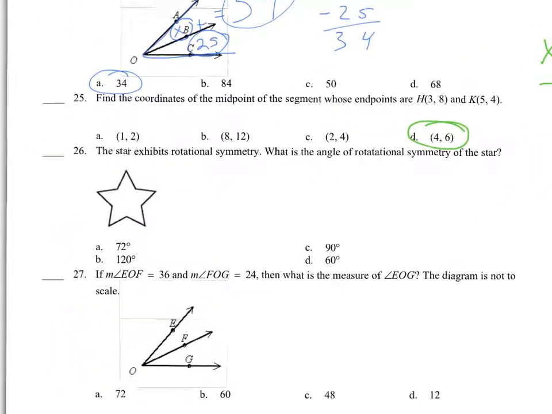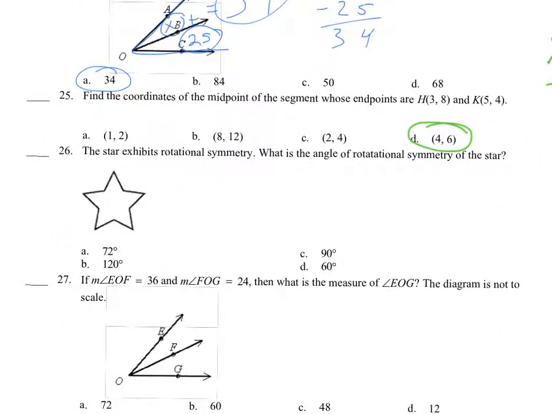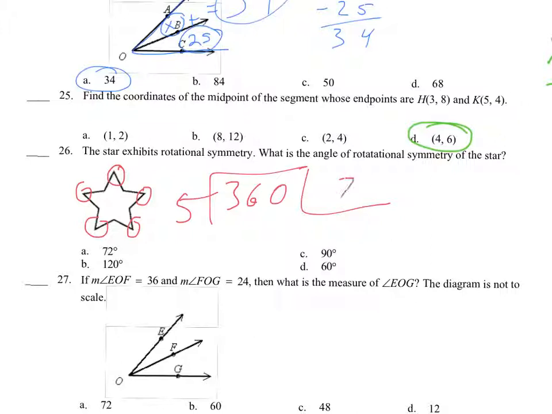Okay, number 26. The star exhibits rotational symmetry. What is the angle of rotational symmetry? Well, we would have to find out how many times we could rotate in 360 degrees, and there are 1, 2, 3, 4, 5 rotations that we could make. So we would take 360 divided by 5, and we would end up with 72. So that would be the angle of rotational symmetry, 72 degrees.